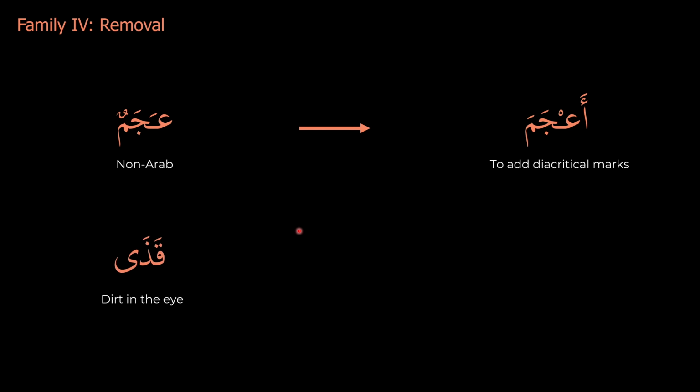So if you put this into family 4, it becomes ajama, which is to add diacritical marks, right? And then another example is qadha, which is dirt in the eye. And then if we put this into family 4, it becomes aqdha, which is to remove dirt from the eye. Again, the concept of removal. And then let's look at another meaning.